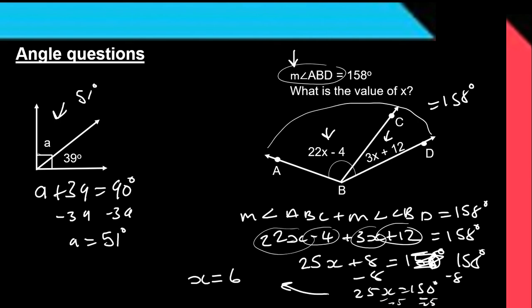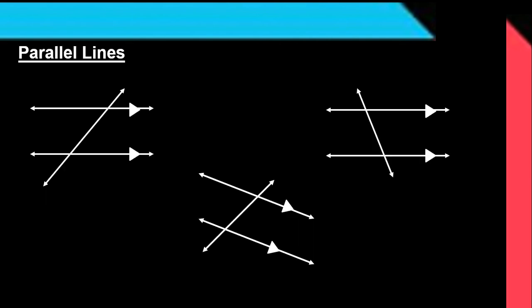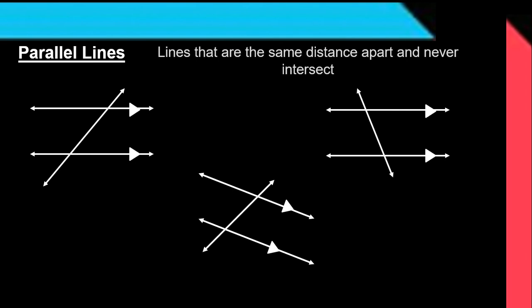Right, we're going to move on to parallel lines. Okay, so first off, what are parallel lines? They're lines that are the same distance apart and never intersect. So these are three examples of parallel lines. Parallel lines are represented with these symbols here, these arrows. That is telling me that these two lines are parallel. So let's say I call them L and M. I know that L and M are parallel based on this diagram.